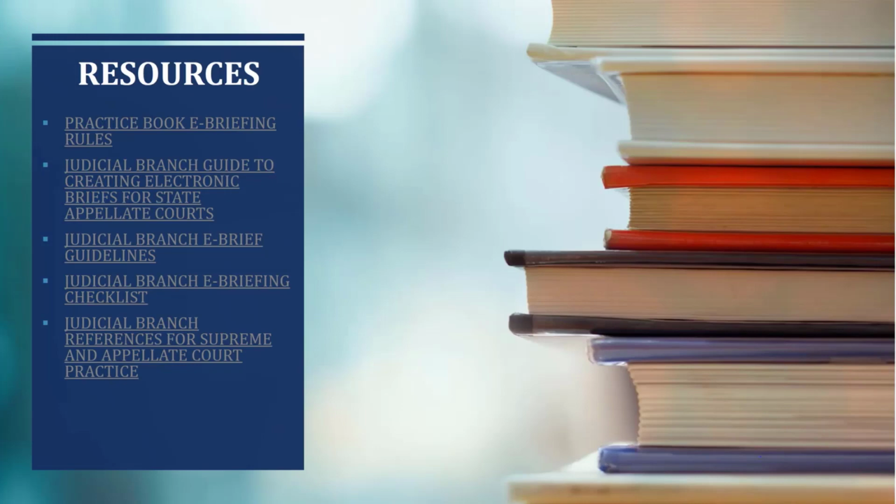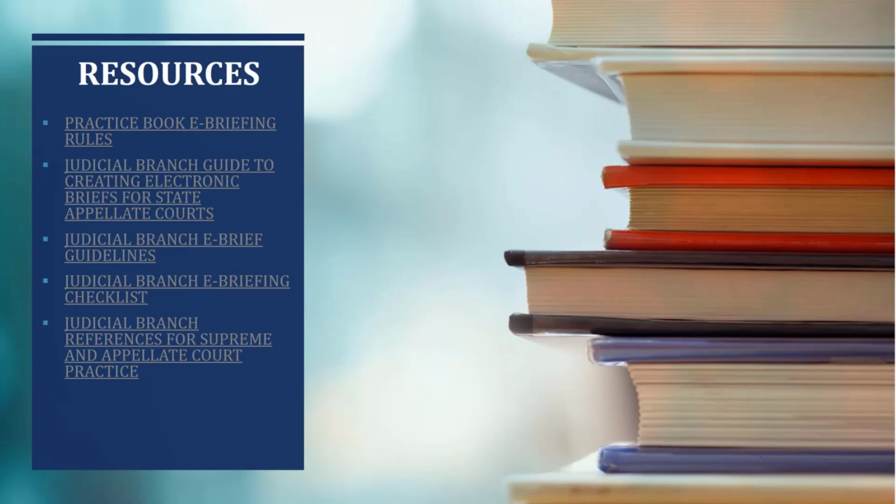So some important resources for everyone to consider: the practice book. I look at the practice book every day, and I would encourage anyone who's doing appellate work to do so. The rules, we try to make them clearer and clearer every year. I think they're really helpful when submitting documents to the court. Judicial Branch Guide to Creating Electronic Briefs. We have a self-help page, the appellate court, and there is a lot of information on there that I think is really helpful to the parties. There's sample documents, not just for e-briefs, but everything. We have e-brief guidelines. We have the e-briefing checklist. So this is what we look at when we take in the e-brief.